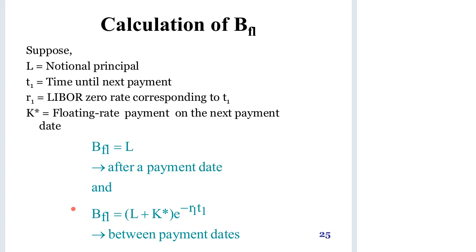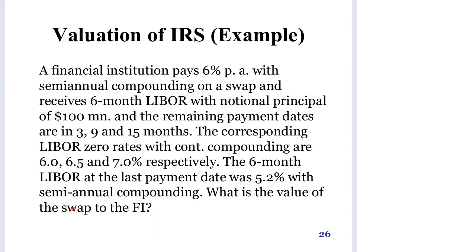And in between that, what will happen? In between, it will be the face value L plus the coupon that you are supposed to earn, K star, for that period, discounted to the starting point. So that is what will essentially be the value of BFL in between the payment dates. So I know exactly what to do. I know on which day I am. If I am on a payment date, then I just say BFX is equal to BFL is equal to L and solve from there. If I am not on a payment date, then I use the second formula. So look at a simple example.